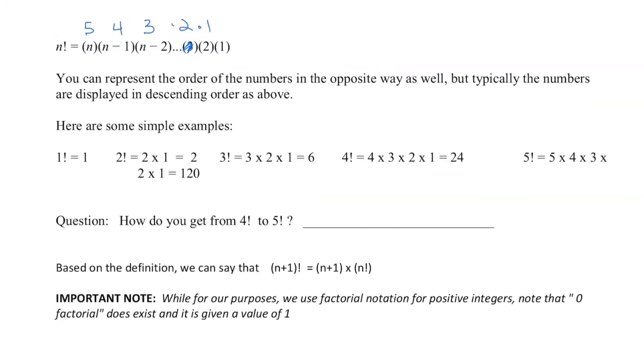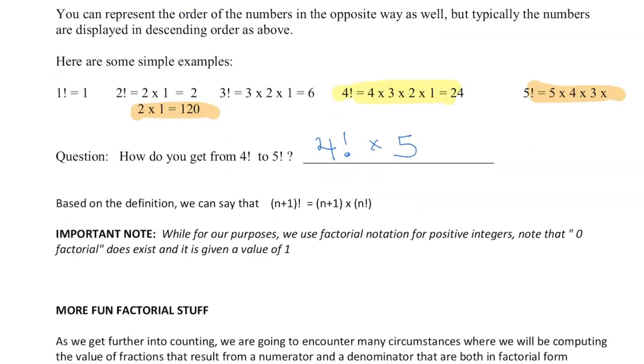Here are some other examples. So 1 factorial is just 1. 2 factorial is 2 times 1. 5 factorial is 120. How do you get from 4 factorial? So look here. This is 4 factorial right here, to 5 factorial, which will be in the orange. So how did I get to the next one? Well, they have 4, 3, 2, 1 in common. So I must have taken the 4 factorial and multiplied it by 5 to get to the 5 factorial. Okay, so that's how that works.